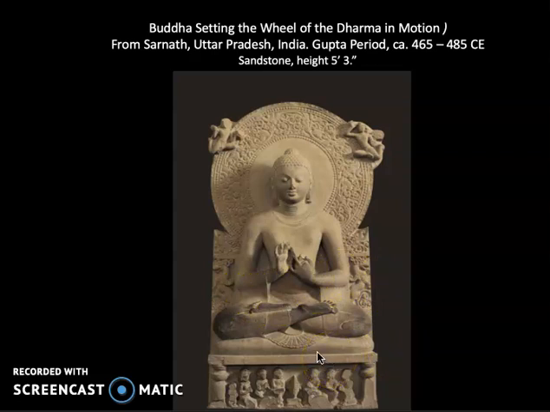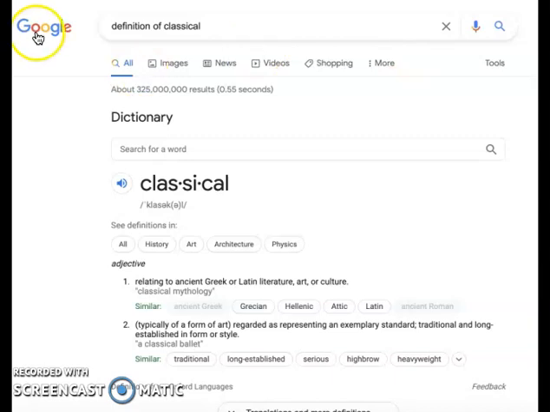So in many ways, this sculpture is, in a sense, the classical image of the Buddha, and it is tied to the Gupta period as a classical period in Indian art. If you consult the definition of classical in Google, you'll see that number one, you're told it's relating to ancient Greek or Latin literature, art, or culture. Because in the Western hemisphere, those cultural moments are considered a foundation and a standard for what comes later. But actually, in India, the Gupta period is a classical time, in the sense of a time of great achievement that sets the standard, right?